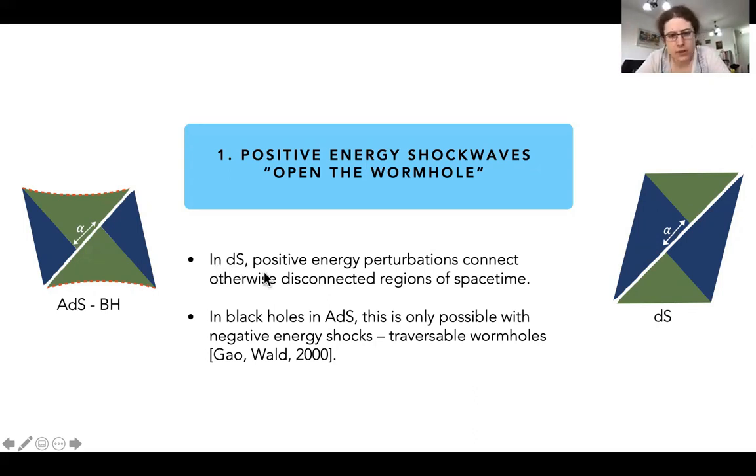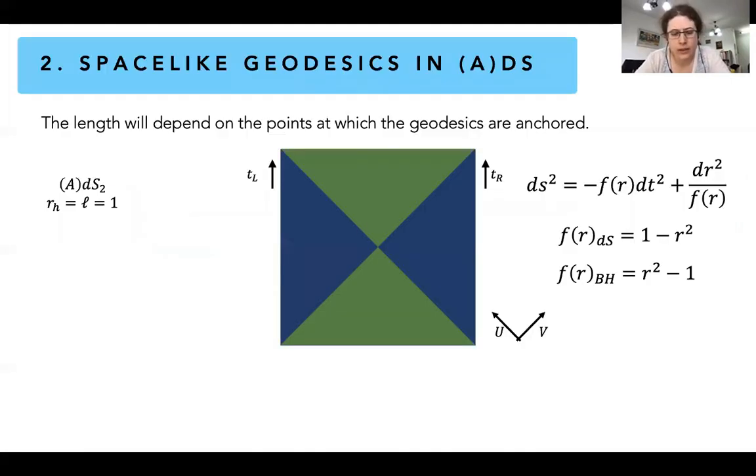So that's in de Sitter. In de Sitter, as I said, a positive energy perturbation connects otherwise disconnected regions of space-time, while in black holes in AdS, this is only possible with negative energy shocks, and that's all this story of the traversable wormholes. So that's one difference. And the second, of course, out of many, has to do with how space-like geodesics look.